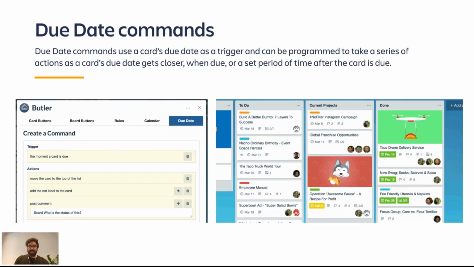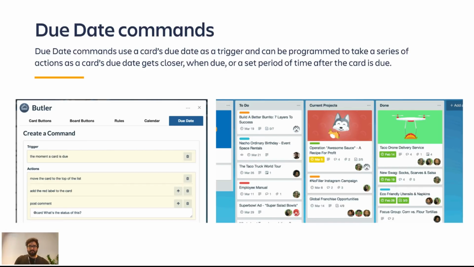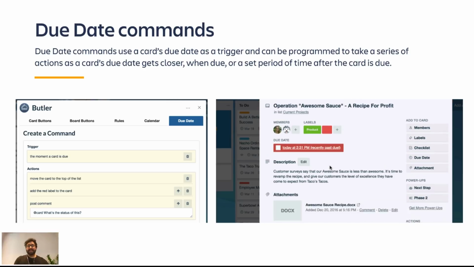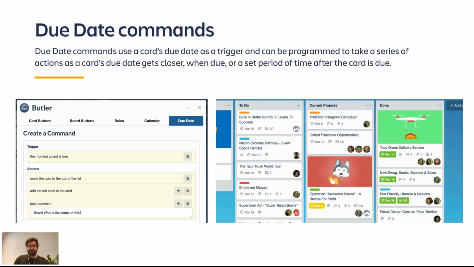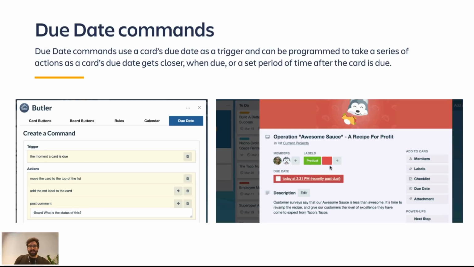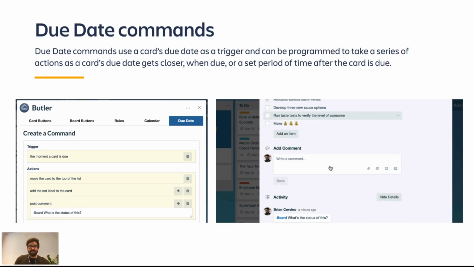Oops. And now when I run the command, and when the due date hits, we can see everything's been taken care of. Once again, the due date is triggered, the label's added, it's moved to the top of the list, and the members of the card get a notification.